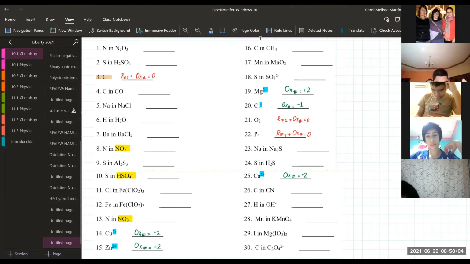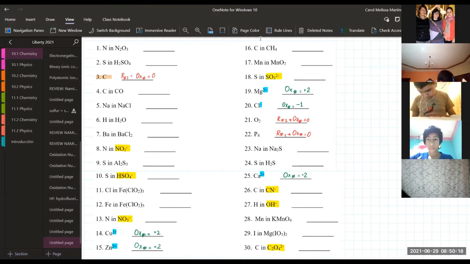26 and 27. Is there any other? 30. The 30. Is there any other? 18. Okay, all of the yellow ones are polyatomic ions because you can see the charge. So the rule says that when you have polyatomic ions, you will equalize to the charge.